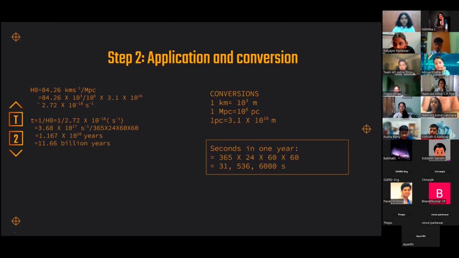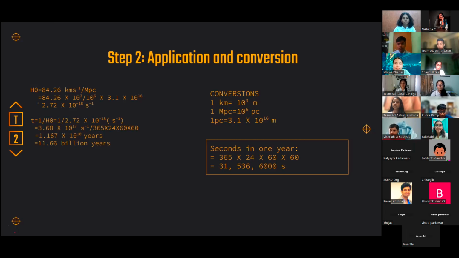We'd have to divide this value by 365 into 24 into 60 into 16, because this part of the equation helps us convert the seconds into years, which is a more understandable unit of time. The value we get after carrying out this operation is 1.167 into 10 to the power 10 years, which finally gives us the value of 11.66 billion years as the age of the universe.